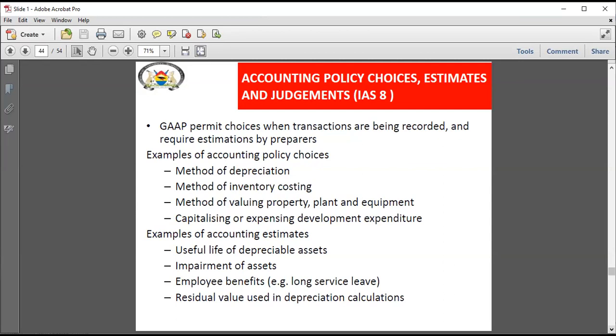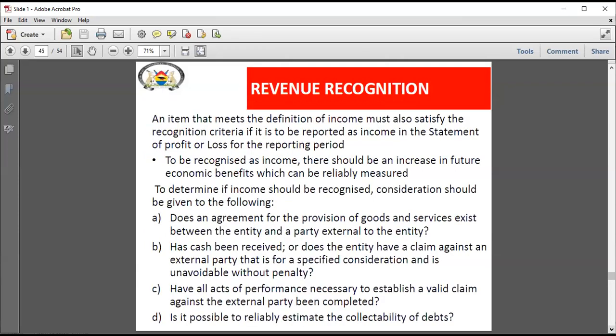Things like employee benefits, like maybe retirement benefit schemes, gratuity, and so on, can also fall under our accounting estimates. Then also residual value used in depreciation calculations. Residual value is also scrap value. I think you've seen questions where they say the estimated residual value of this asset is, let's say, 2 million. All those are estimates that GAAP allows you to make. And that's why you see things like depreciation percentage. You find company A has one depreciation percentage and company B has another, because all those fall within our accounting policies and accounting estimates, which GAAP allows us to make choices on. Okay.